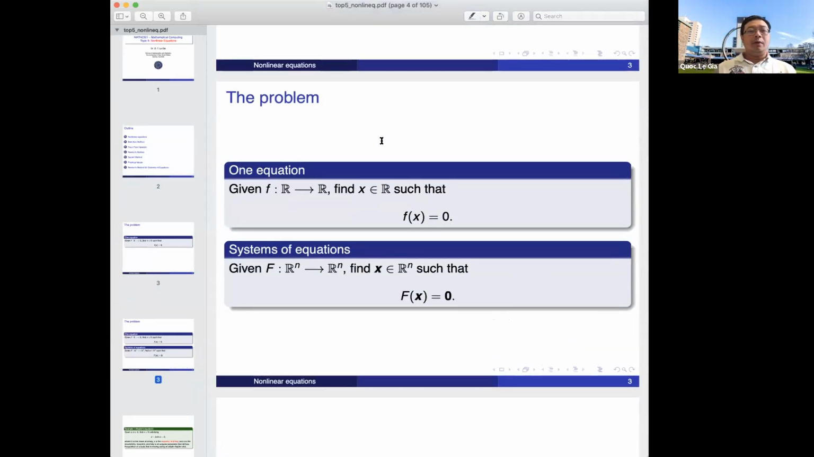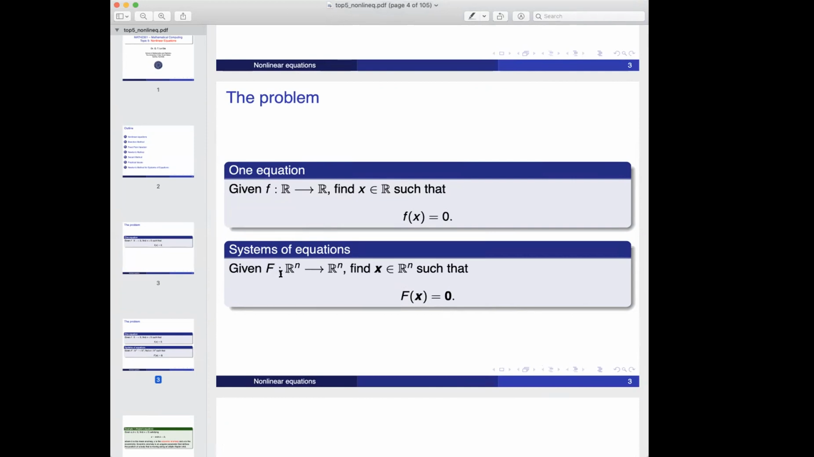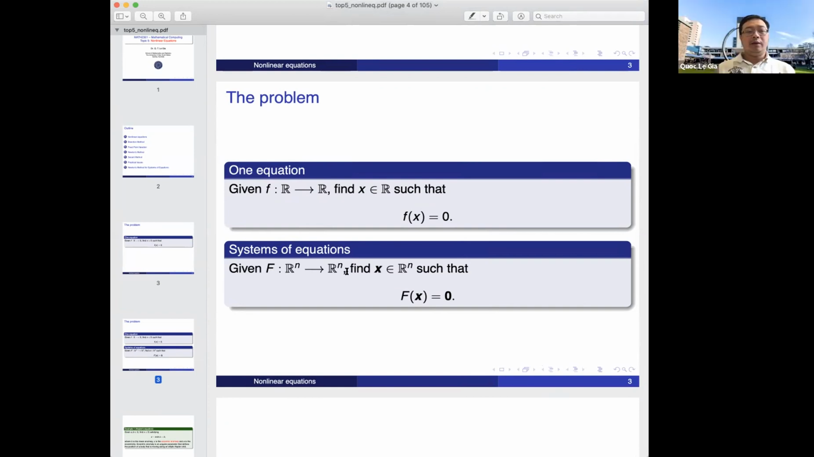Okay, so the problem is like this. Suppose you want to find a 0 of a nonlinear function f. So you find x so that f of x equals 0. Or suppose you have a capital function F, so this is a vector valued function. Take a vector x in R^n, and then it maps to another vector in R^n. And you want to find a vector x so that capital F of x equals 0.